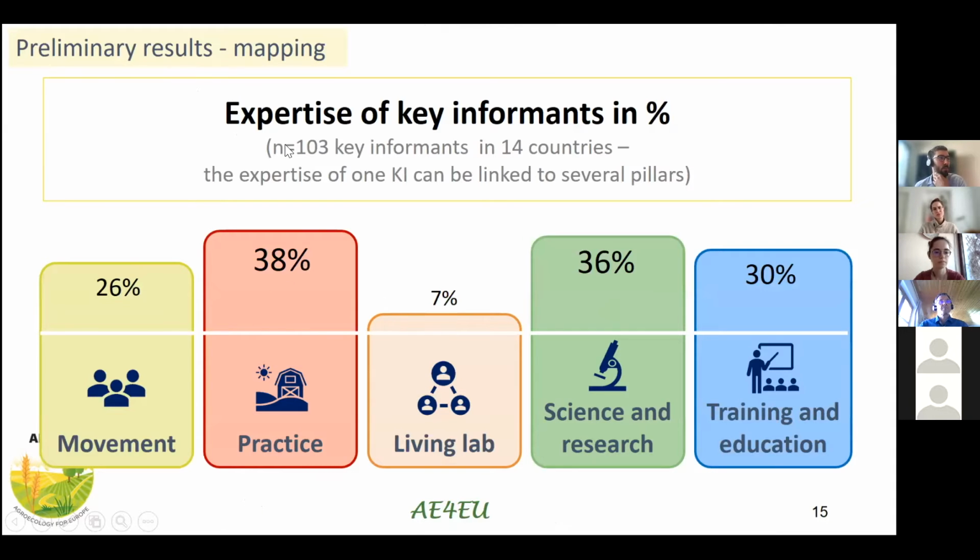But to provide you an overview of the expertise of key informants, based on the results from the 14 countries and a bit more than 100 key informants that we had, as you can see, there is quite an equal distribution of expertise around the different pillars, except for living labs. 38% of our key informants had an area of expertise linked to the practice pillar, 36% linked to the science and research pillar, and then training, education, and movement. So quite an equal distribution regarding their area of expertise, at least on the 4 pillars that you see here.